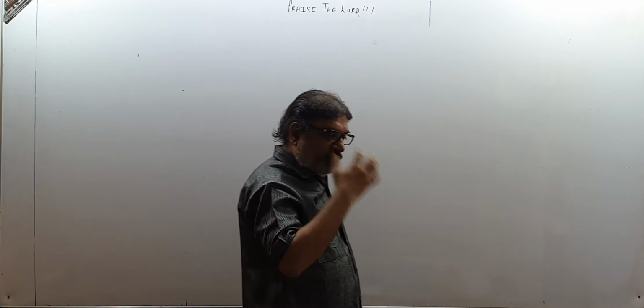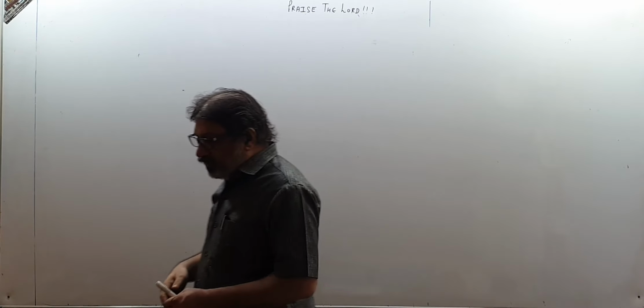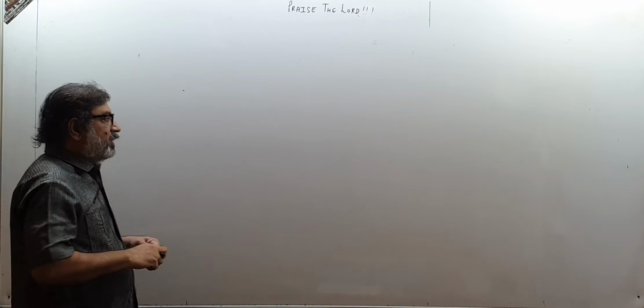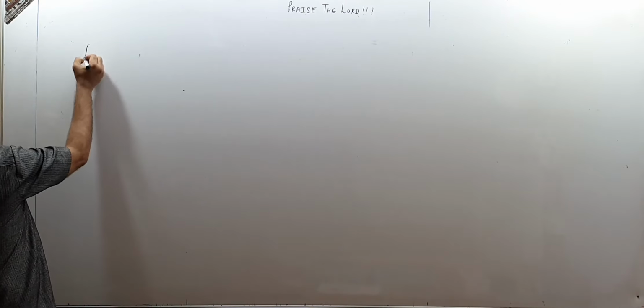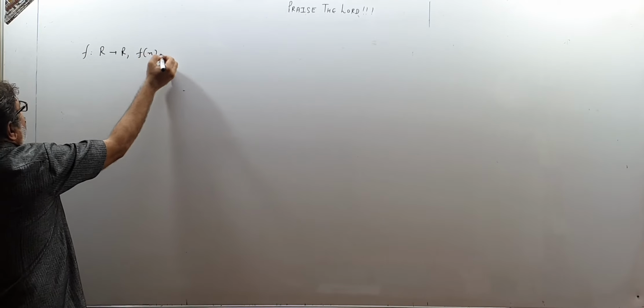Children, how to make out whether a function is increasing or decreasing apart from graphs? You must have done elementary derivatives. So if I am having a function like this, f is a function from R to R, fx equal to x square.